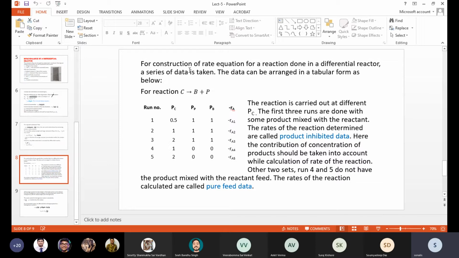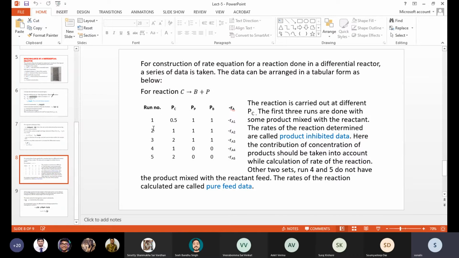Hello. Now let us consider the construction of a rate equation for a reaction done in a differential reactor. We can take the reaction data in various ways, and depending on the type of data, our rate will be different. So here we have taken the same reaction, C to B plus P. The data can be arranged in tabular form as below.